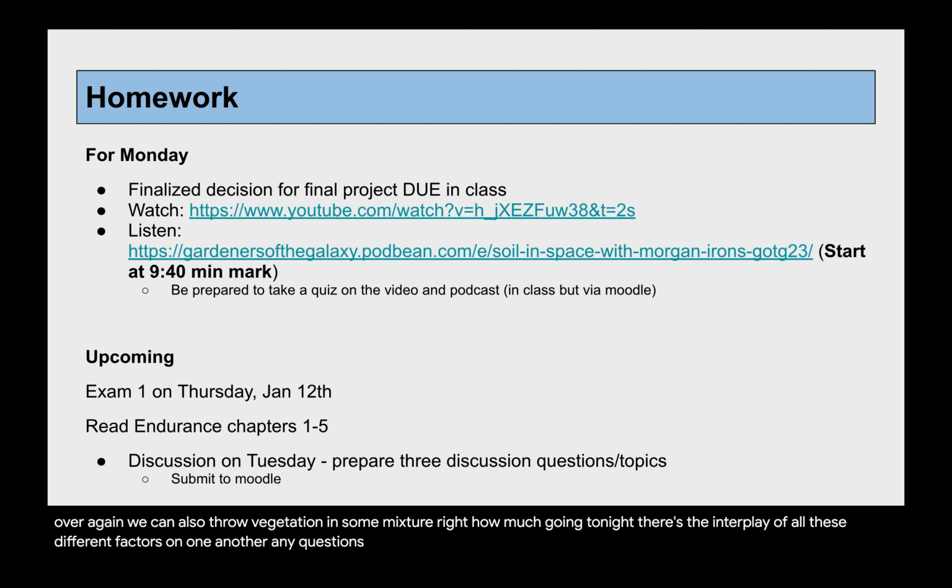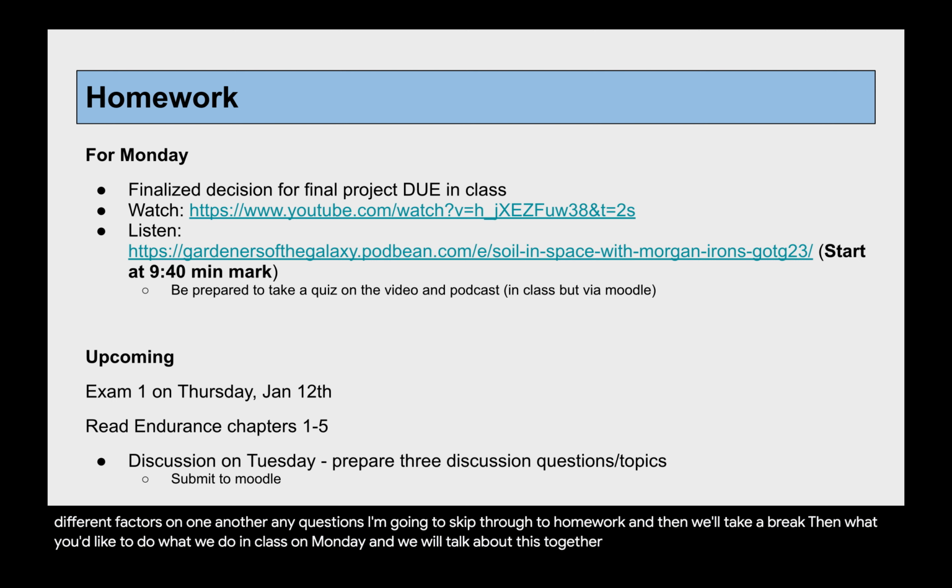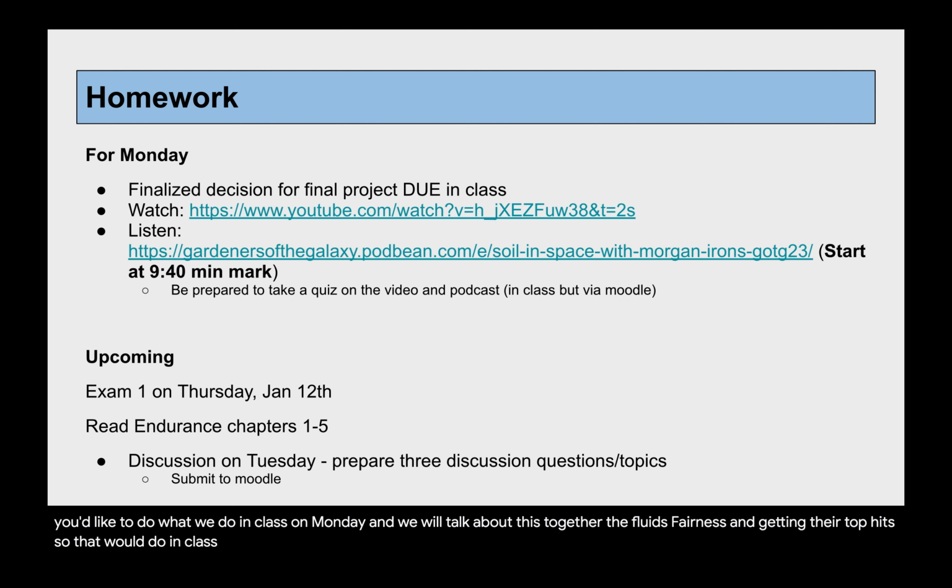All right, I'm going to skip through to homework, and then we'll take a break and do the math next. So homework: finalized brainstorm, or finalized decision for what you'd like to do. We'll be doing class on Monday, and we will talk about this together, go through it. Like I said, I'm going to do my best to randomize it for fairness in people getting their top pick. So that'll be due in class on Monday. That brainstorm I said was due tonight, I realized on Google it's actually supposed to be due tomorrow. Get it in to me before Monday.